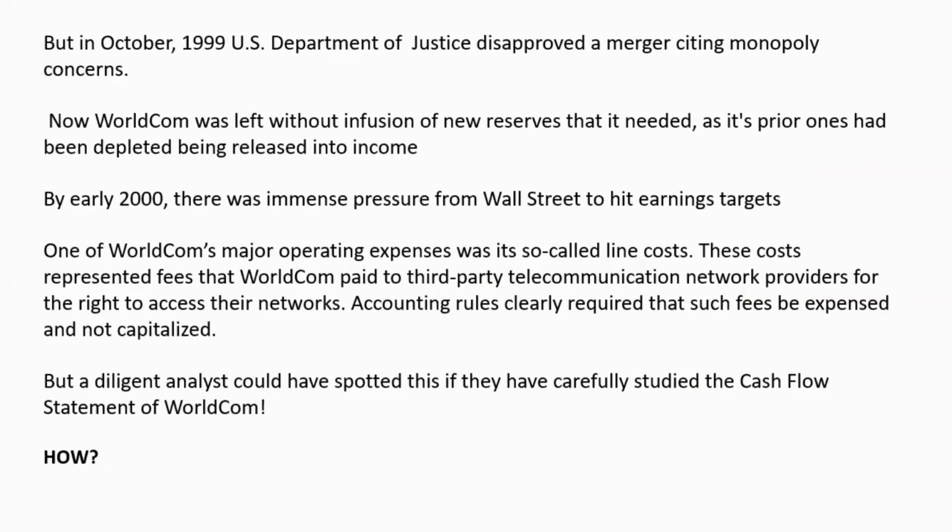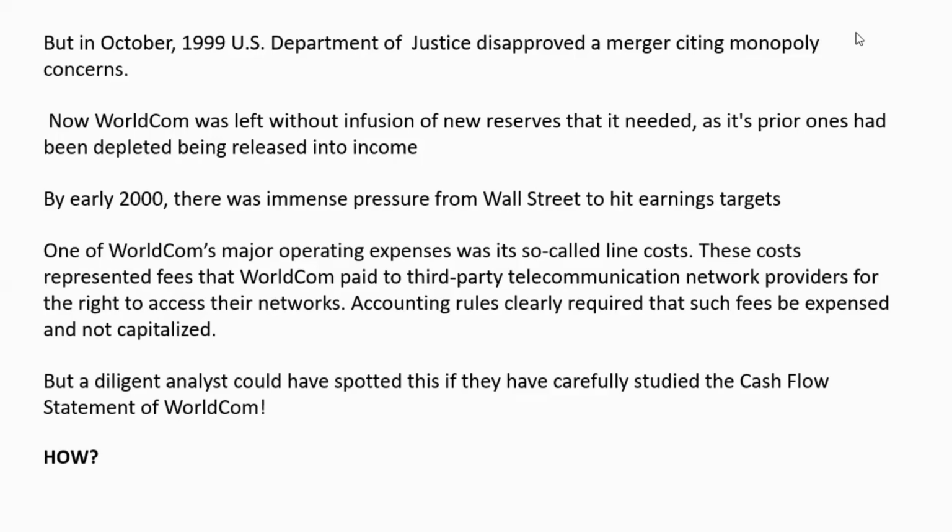And by early 2000, there was immense pressure from Wall Street to hit earnings. One of WorldCom's major operating expenses was line cost. So WorldCom is a telecom company, and these line costs are the expenses included in the telecommunication network.